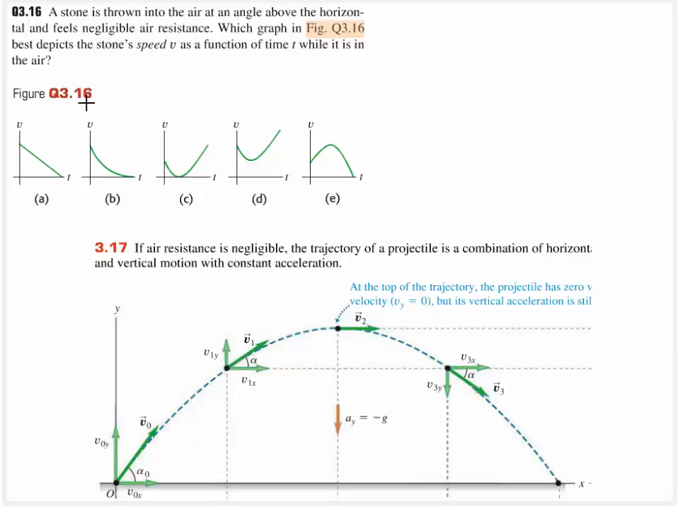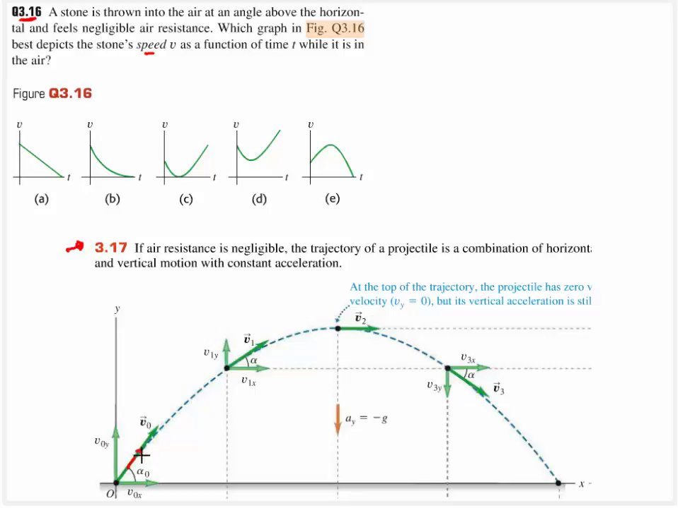So, some solved problems for chapter 3. This one's kind of a conceptual one. Question 316 says, what should the speed of a stone that's been thrown upward at some angle look like as a function of time? So let's cut back to this figure right here, 317.